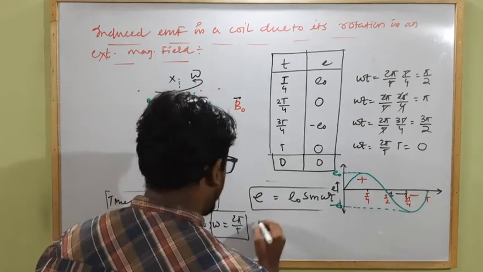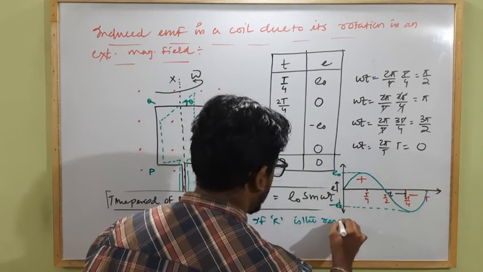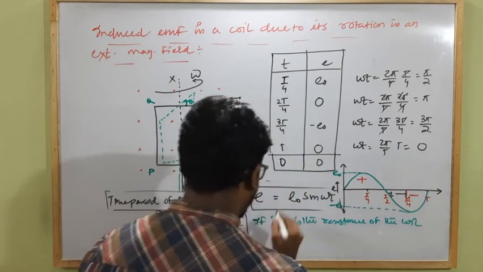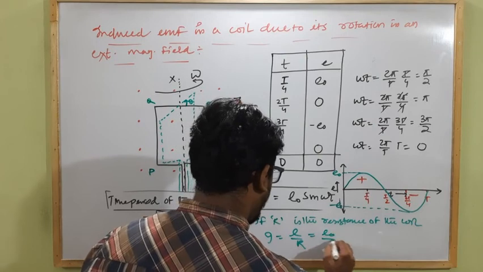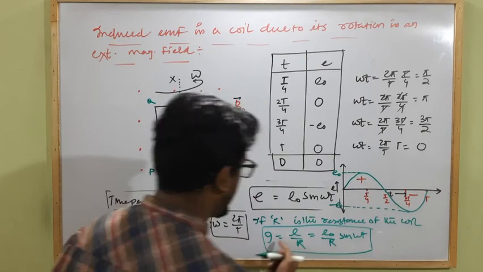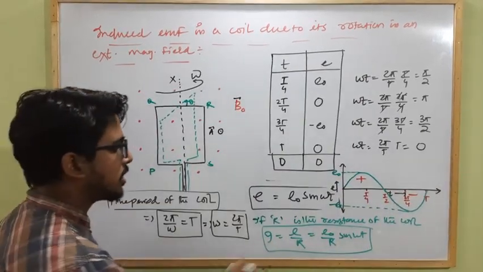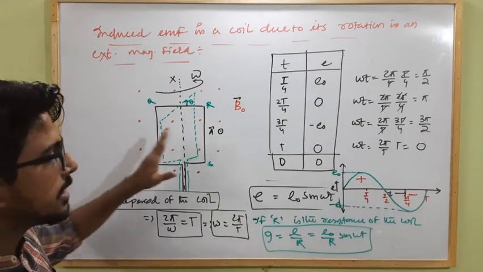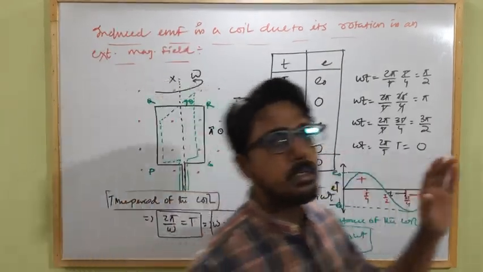As this is the value of induced EMF, if R is the resistance of the coil, then the induced current I will be how much? E by R, which is equal to E₀/R into sin ωt. So this is also the expression for the induced current, which also varies like this with respect to time. That's why this is also known as an alternating current. Clear? So this is how an EMF is induced, which is a time varying function due to the rotation of a coil in an external magnetic field.